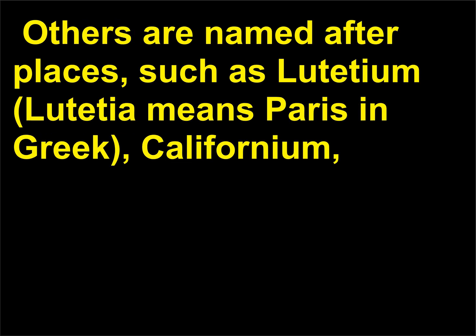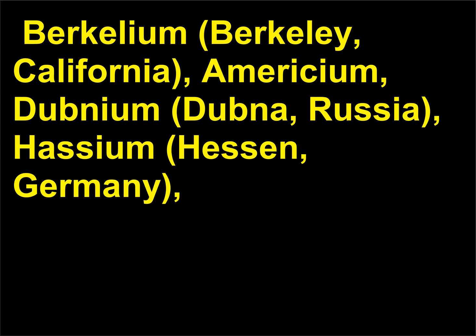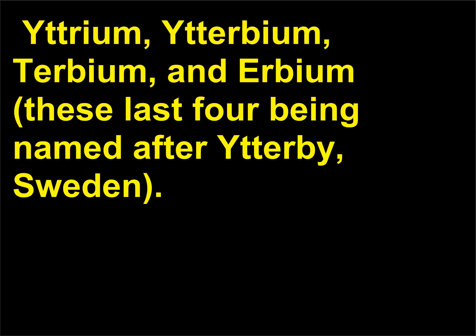Others are named after places, such as Lutetium. Lutetia means Paris in Greek. Californium. Berkelium, Berkeley, California. Americium. Dubnium, Dubna, Russia. Hassium, Hessen, Germany. Yttrium, Ytterbium, Terbium, and Erbium, these last four being named after Ytterby, Sweden.